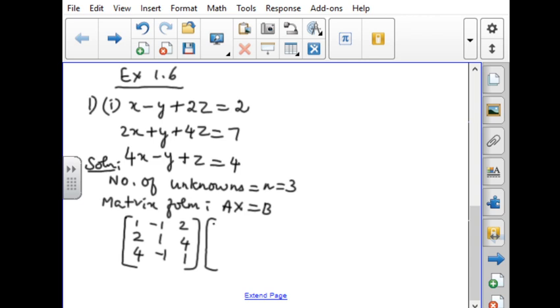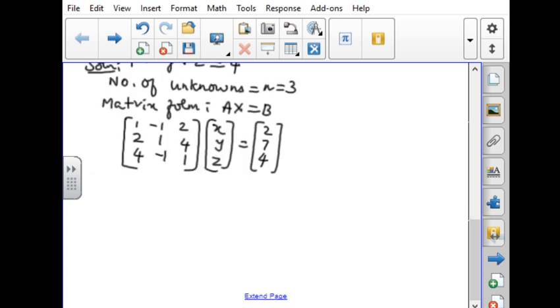The X matrix is nothing but the variables, that is the unknowns, x, y, z, and B is the constant matrix. Since it is a non-homogeneous equation, we have the constants. If it is a homogeneous equation, these constants will be equal to 0. In the next exercise, we will see homogeneous equations. So this is 2, 7, 4. So we got the matrix form AX is equal to B.